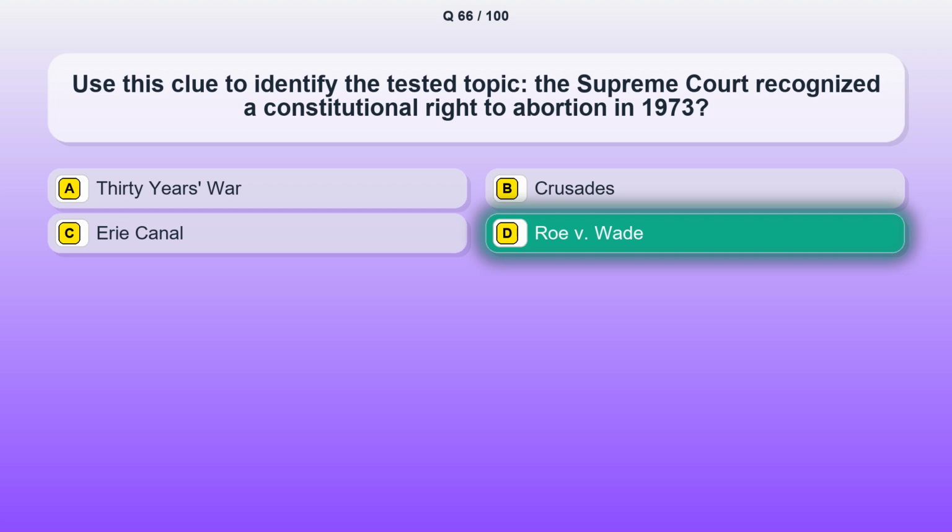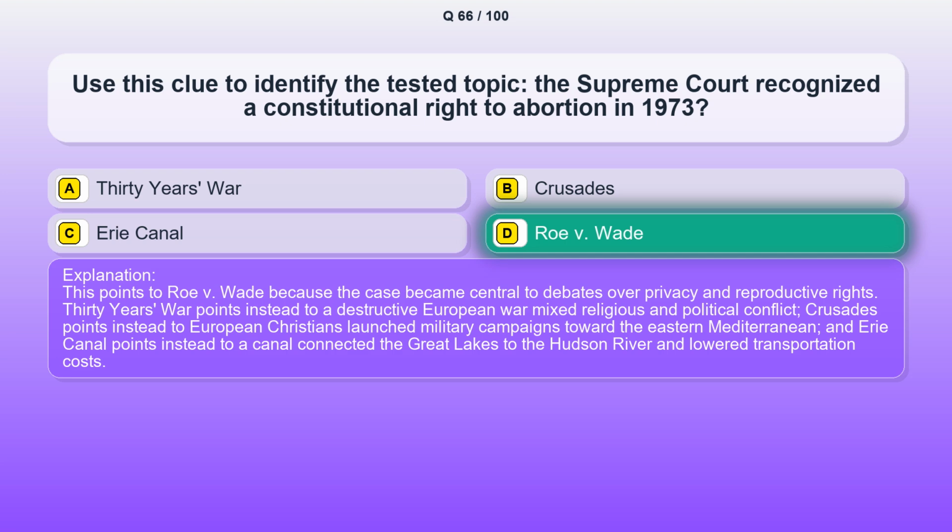The correct answer is option D, Roe v. Wade. This points to Roe v. Wade because the case became central to debates over privacy and reproductive rights. 30 Years' War points instead to a destructive European war, mixed religious and political conflict. Crusades points instead to European Christians launched military campaigns toward the eastern Mediterranean, and Erie Canal points instead to a canal connected the Great Lakes to the Hudson River and lowered transportation costs.